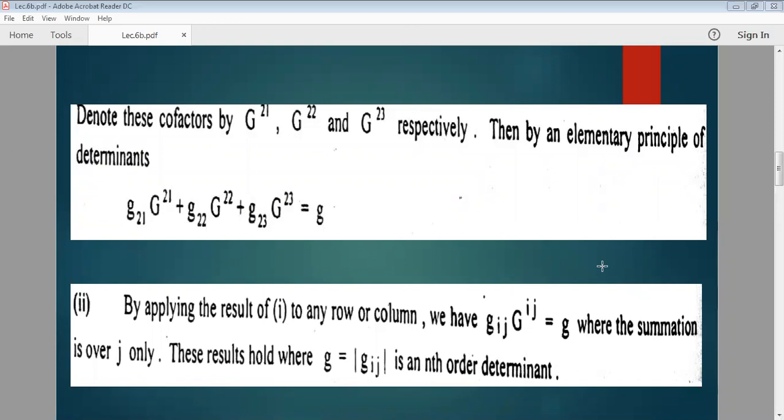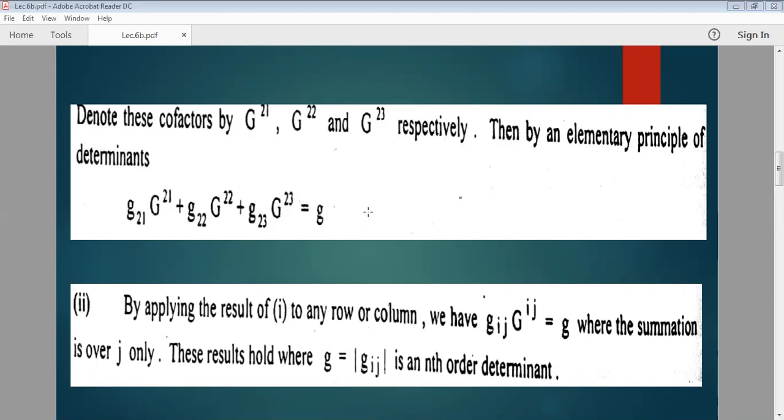Okay, guys, we denote these cofactors by capital G21, G22, and G23 respectively. Then by the elementary principle of determinants, as I have explained before, G21 capital G21 plus G22 capital G22 plus G23 capital G23, meaning the second row elements multiplied by the cofactors of the same elements and added, will give the determinant G.